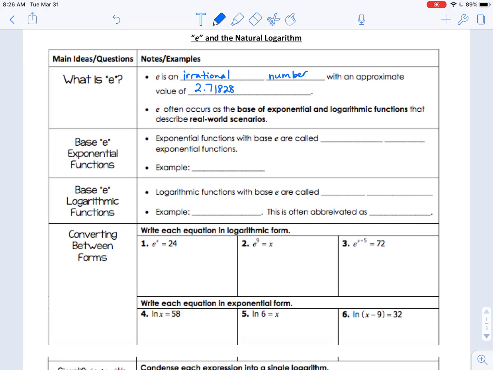So e and the natural log. Again, e is just that irrational number, and if you watched the Khan Academy video yesterday, you know that that value is about 2.71828.